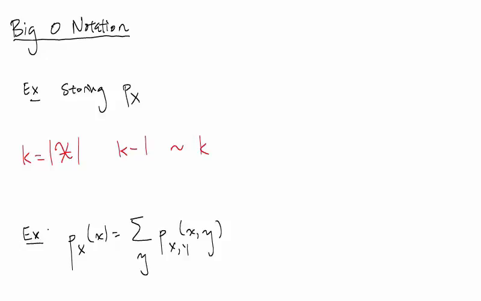Alright, let's look at a different example where instead of looking at space, we're looking at time. Specifically, how much time does it take to compute the marginal distribution for x by summing out over all little y in the joint probability table.